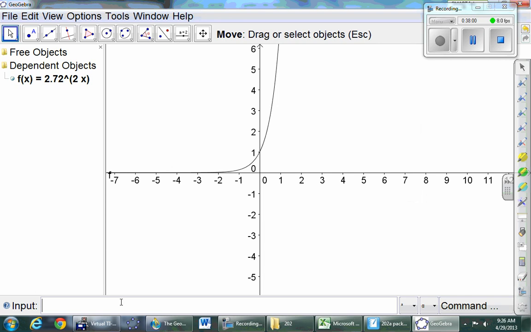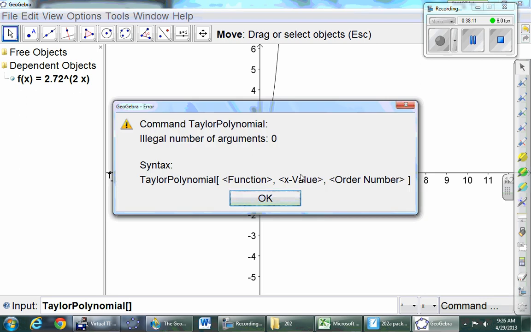Okay, that looks better. And here's the nice thing: there's just a Taylor polynomial command, so we don't have to know what we're doing. We just type it in. Now, I always forget the notation, so I hit enter and let it yell at me, which gives me what I need. So the function, the x value that you're centered at, and then the order number, which is the power that you're after.